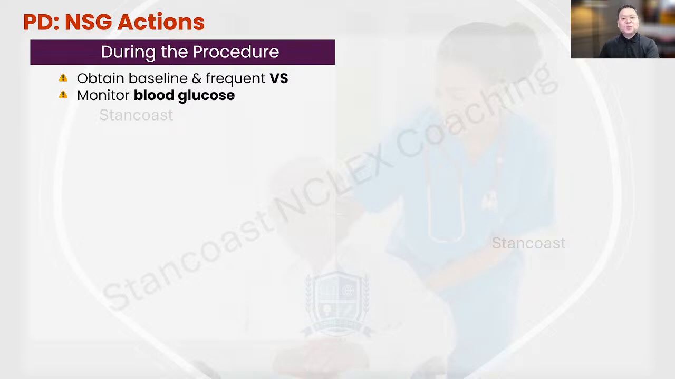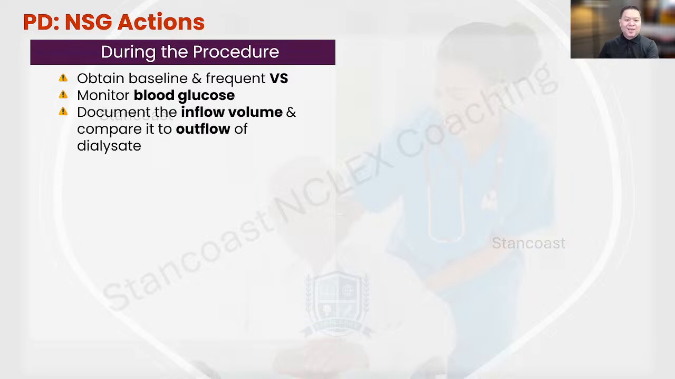Now, here's where things get a bit technical. So we're going to carefully document the volume of the dialysate going in, and we're also going to compare it to what is coming out. This is something that can be easily neglected, mind you. And so we need to have some consistency. We want to make sure that the amount of the solution going into the patient's abdomen will match or at least exceed a little bit of what's going to come out from their abdomen.